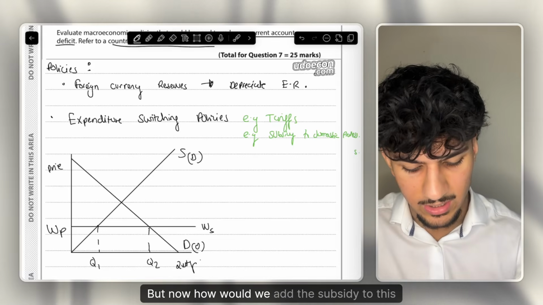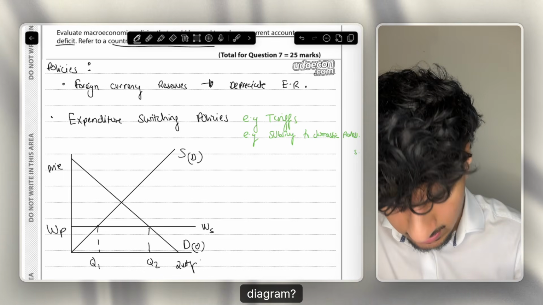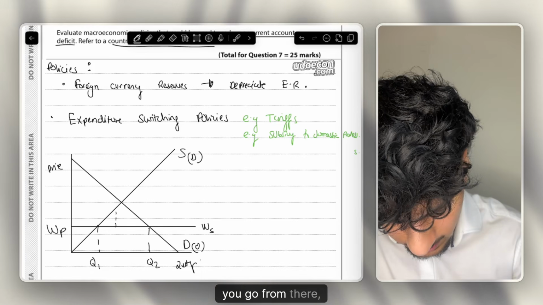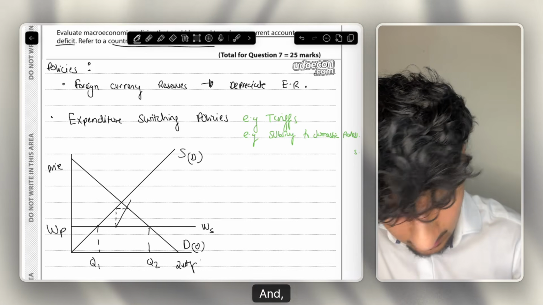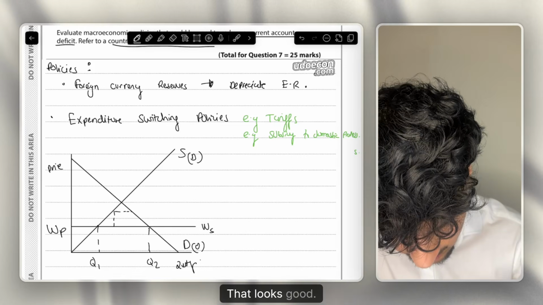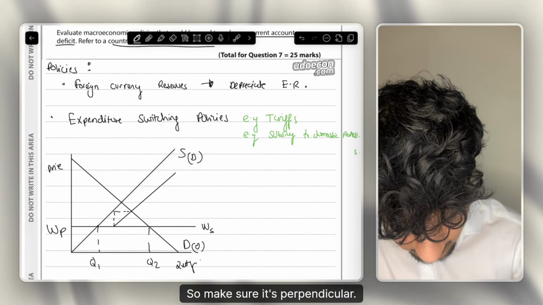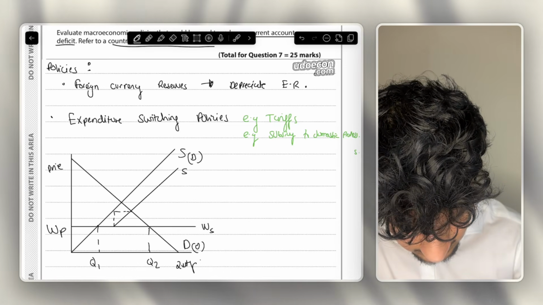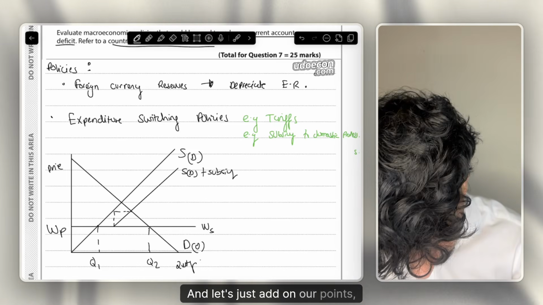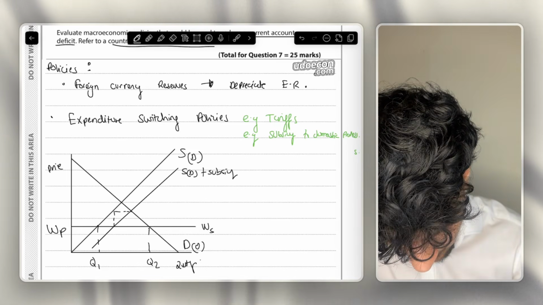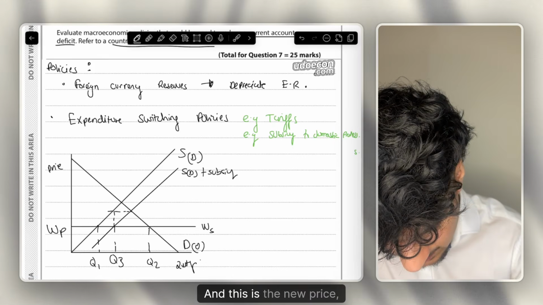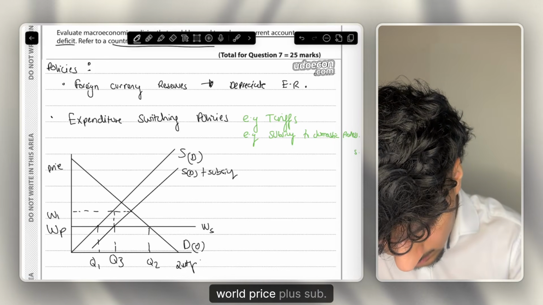But now, how would we add the subsidy to this diagram? It looks something like this essentially. You just pick a random quantity, you go from there, you do something like this, and that is not a good point, so I'm going to do that again. I'm going to go a bit wider. That looks good. Make sure it's perpendicular, and this would now be S supply domestic plus subsidy. Let's add on our points. I'm just going to extend that out. That is now Q3, and this is the new price, world price plus subsidy.